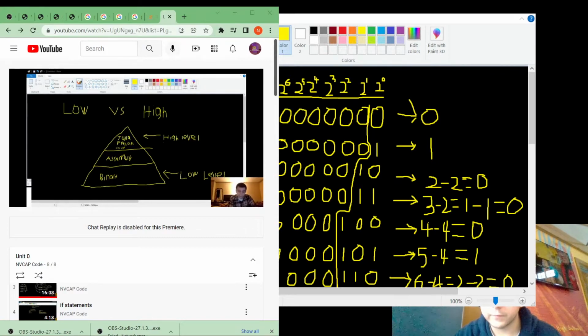Instead of zeros and ones, it's going to have a lot of commands. It's going to be more connected with the machine of the computer. Basically, that's the best way to understand it.